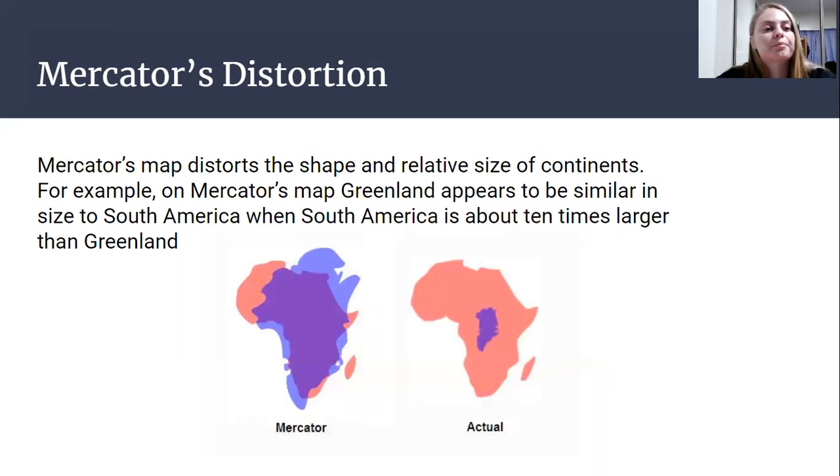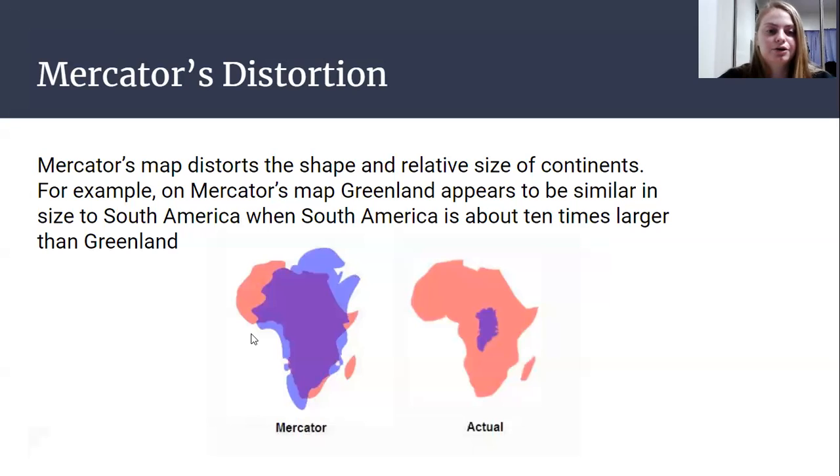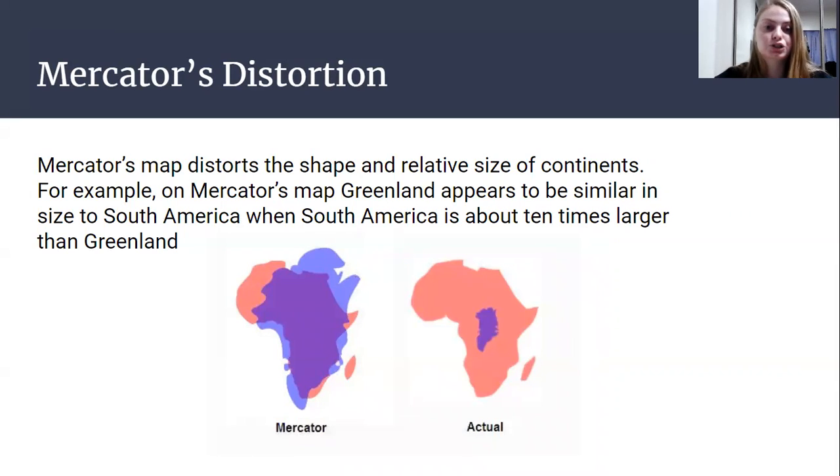So talking a little bit about Mercator's distortion on a specific example. His maps distort the shape and relative size of continents. So for example, on Mercator's map, Greenland appears to be similar in size to South America, when in fact South America is about 10 times larger than Greenland. So we can see in this picture on the left, this is Mercator's representation, and the purple is Greenland, the pink is South America. And you can see that it's very, very similar in size, and that should not be the case. On the right side is the actual size of Greenland compared to South America. You can see it's actually much smaller. So Mercator was very off in this way.